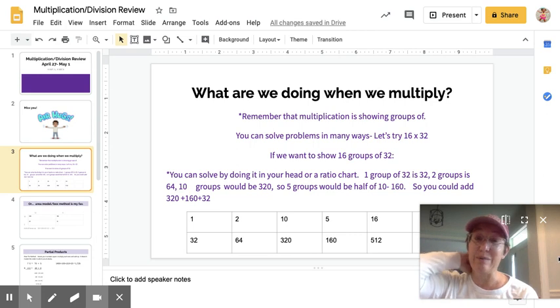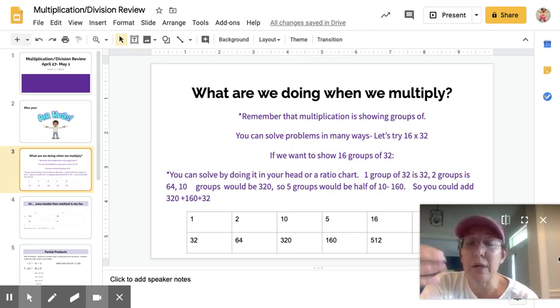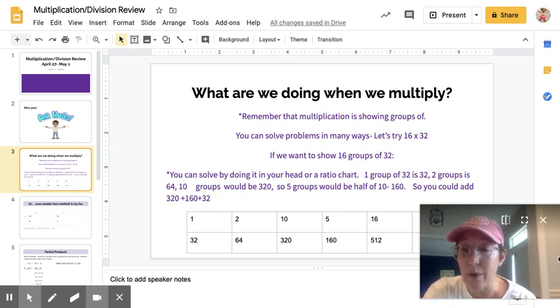What are we doing when we multiply? Well, you got to remember multiplication is showing groups of. Okay, 5 groups of 4, it would be 20, 5 times 4. So, there's so many different ways that you can solve these problems. And I've picked a few, and I did not teach y'all the traditional algorithm, which is the way that I learned, your parents learned, your grandparents learned. You're more than welcome to do it that way if you learn how to do it.